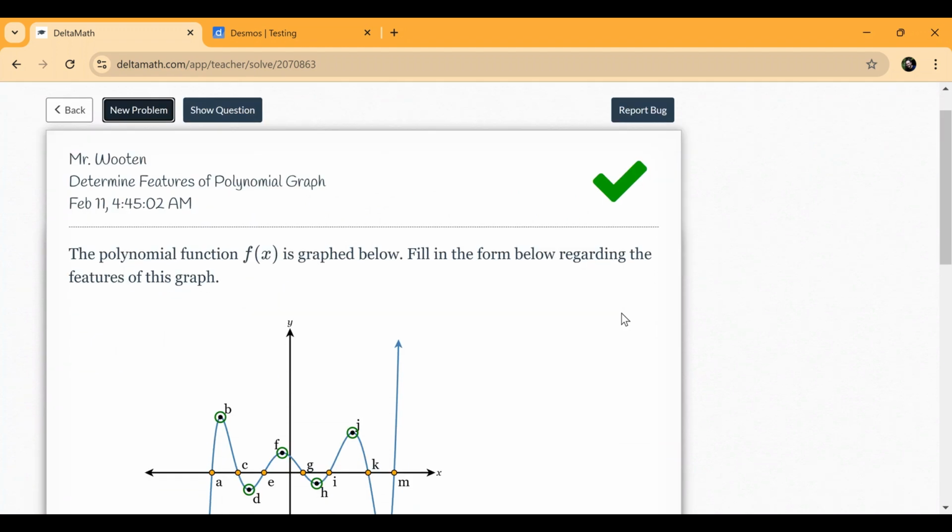So you're going to be asked to answer several of these in your practice. Try to see how many of these you can get correct.